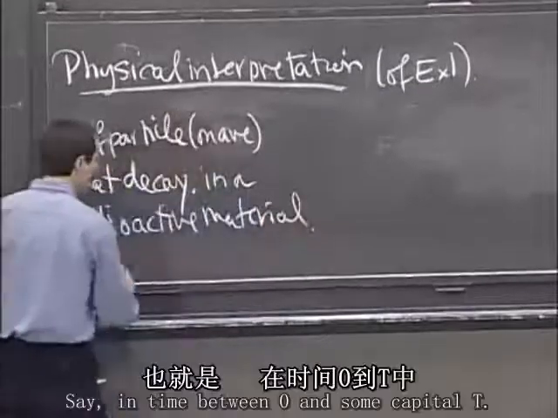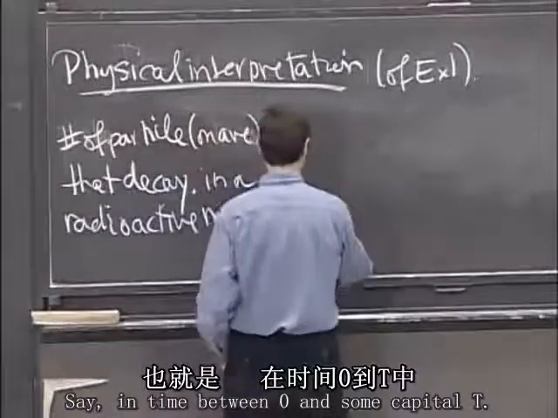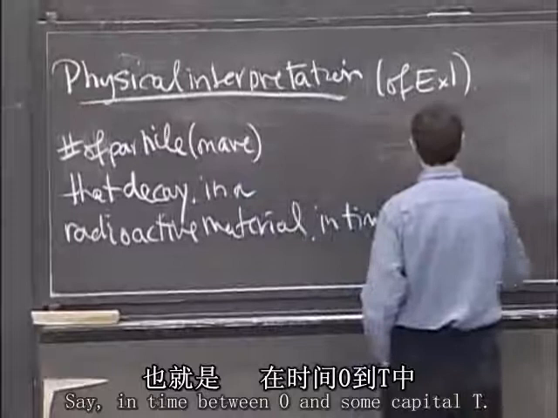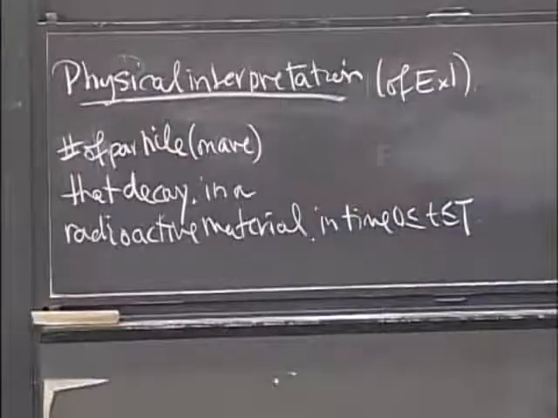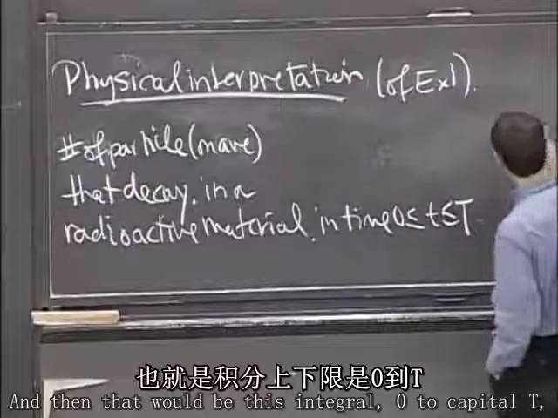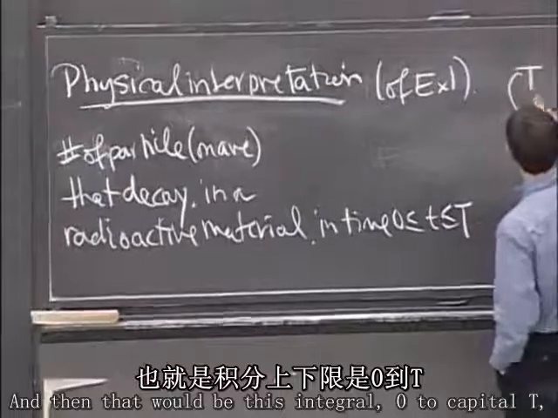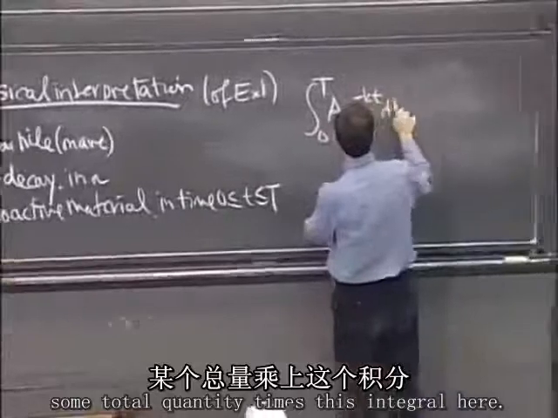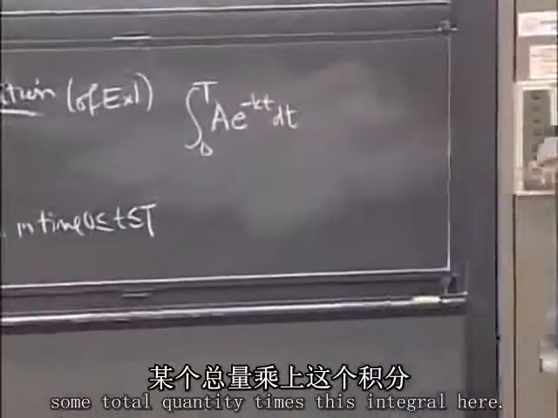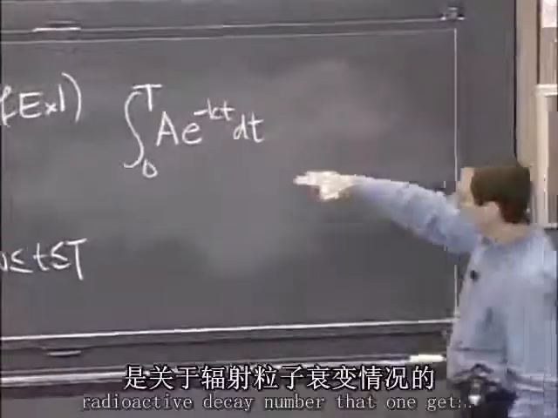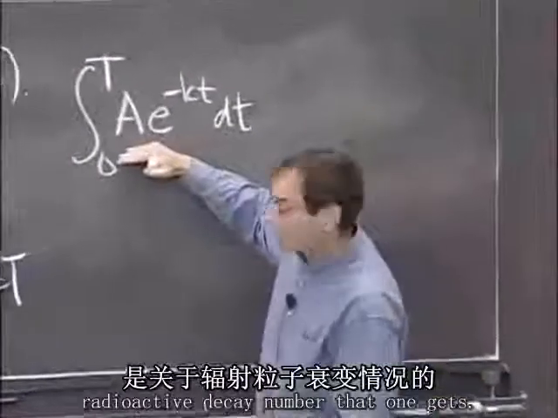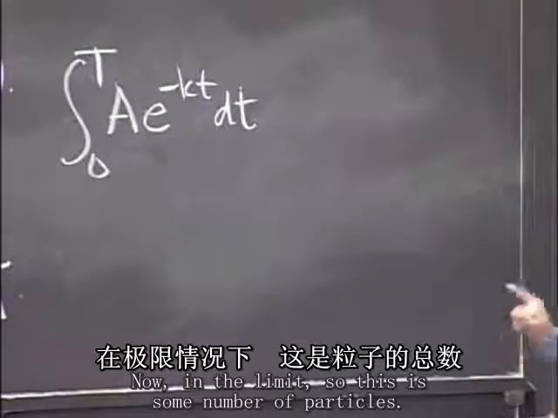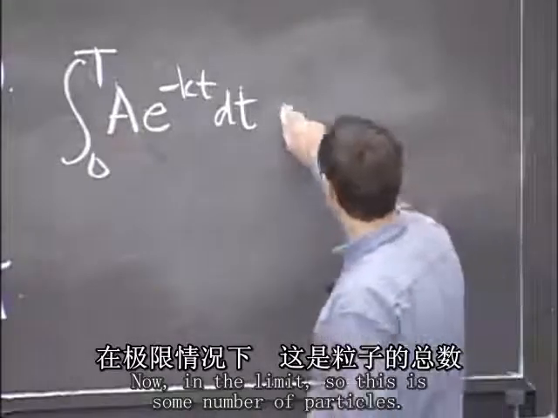Say in time between 0 and some capital T. All right? And then that would be this integral from 0 to capital T, some total quantity times this integral here. This is the typical kind of radioactive decay number that one gets. Now, in the limit, so this is some number of particles.